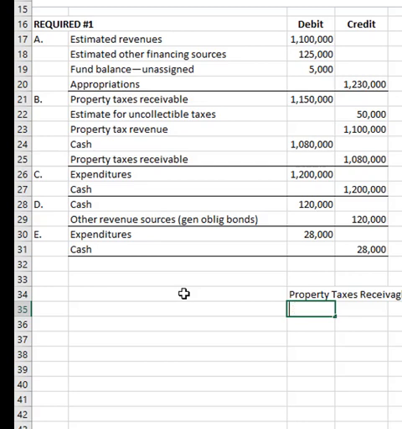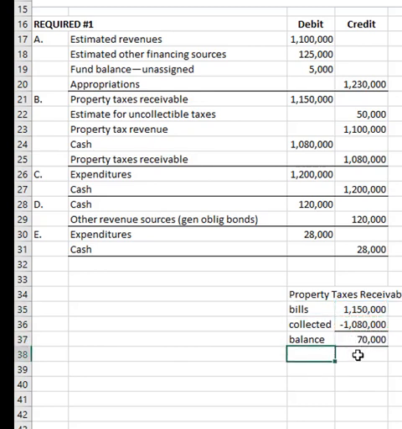And there was no beginning, but then we sent out some bills. We collected. Okay, so we sent out those bills and we collected that. So right now, property taxes receivable is $70,000. So 80% is estimated to be uncollectible.